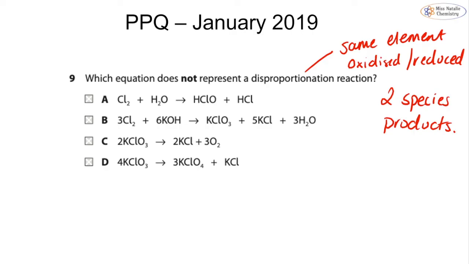So you can see all of them are going to have chlorine in them, so it's probably the chlorine that we're looking at. So I have 1 reactant giving me 2 products for A. B, 1 reactant giving me chlorine and 2 products. C, 1 reactant giving me 1 product. And D, 1 reactant giving me 2 products. So the only one that does not give chlorine in 2 separate species is C.